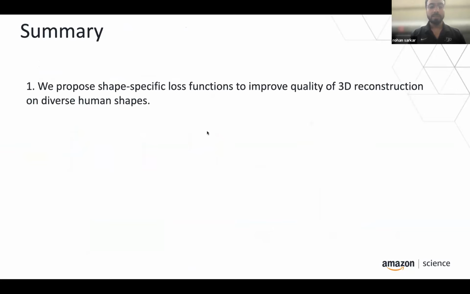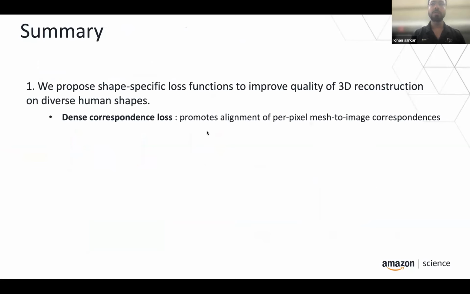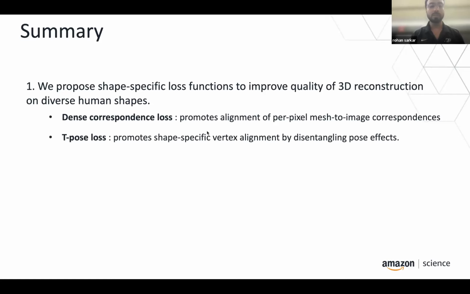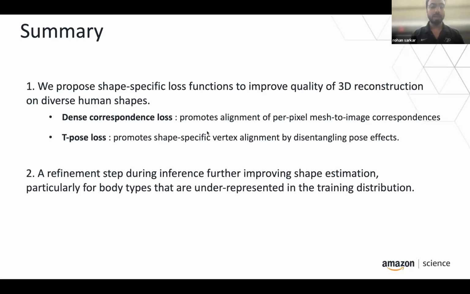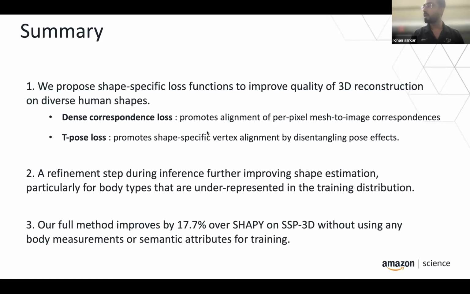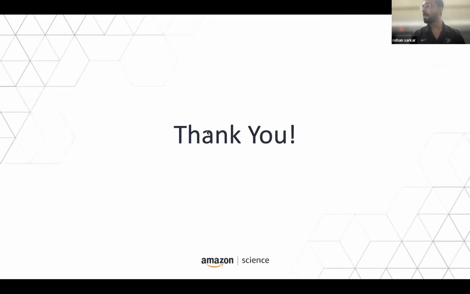In summary, we propose shape-specific loss functions to improve quality of the 3D reconstruction on diverse human shapes. We introduced two such losses, the dense correspondence loss that promotes alignment of per pixel mesh-to-image correspondences, and the T-pose loss that promotes shape-specific vertex alignment by disentangling pose effects. We also added a refinement step that improves body shape estimation, particularly for body types that are underrepresented in the training dataset, like high BMI body types, and our full method improves by 17.7% over ShapY on the SSP-3D dataset without using any of the body measurements or semantic attributes for training. Thank you.